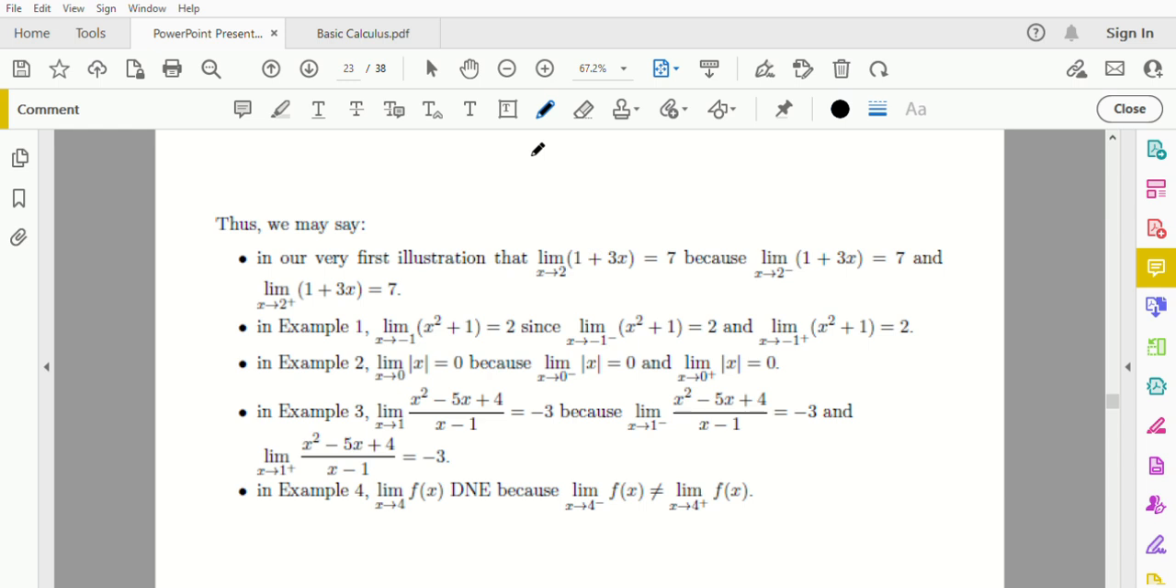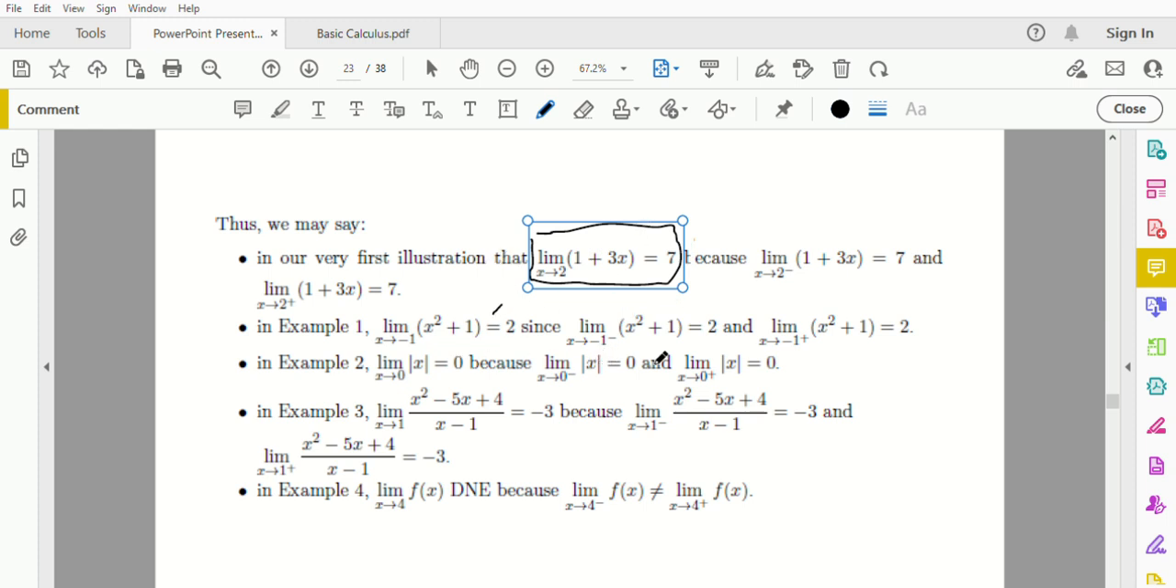So let's review. We have these examples, and this is the main result. We have these two-sided limits that we found using the table. From the left, 2 minus, the result is 7, and from the right, it's 7. Therefore, in general, with no plus or minus, since they are equal, the limit is 7. In the other example, from the left is 2, from the right is 2. Therefore, the overall limit of the function is 2.